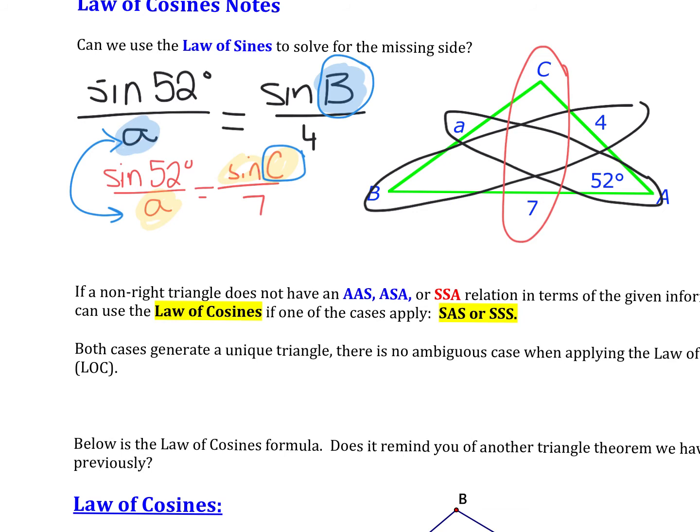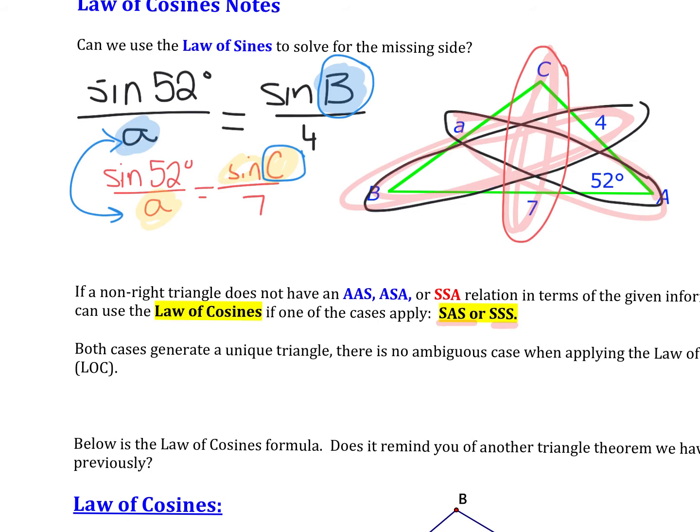A quick way to tell is that I don't have at any point an angle and its opposite side. I don't have it for angle B, and I don't have it for angle A and side A. None of those have a matching pair that I know the value of. So if you don't have angle-side-angle, or side-angle in a non-right triangle, you are going to have to use the law of cosines. You use the law of cosines if you have side-angle-side or side-side-side.